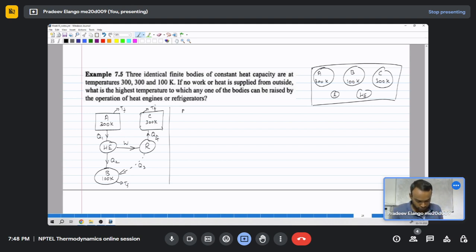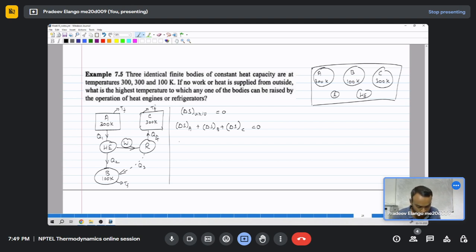Now we know that to get the maximum work output from the heat engine, W, and to use that W to increase the heat transfer Q4 to the maximum, the process has to be reversible, and that means no entropy production for the universe. We are only dealing with these three bodies. That means the change in entropy of the universe reduces to the change in entropy of body A, plus that of body B, plus that of body C. These three should sum to zero.